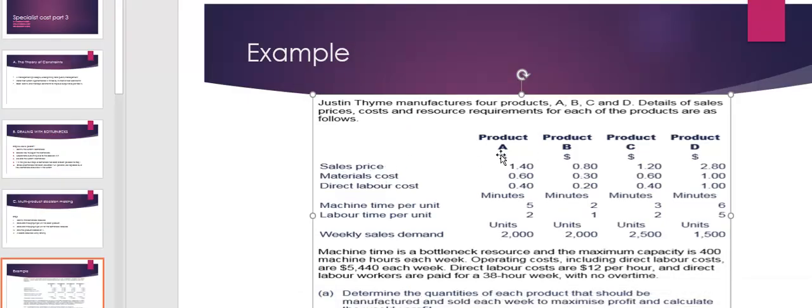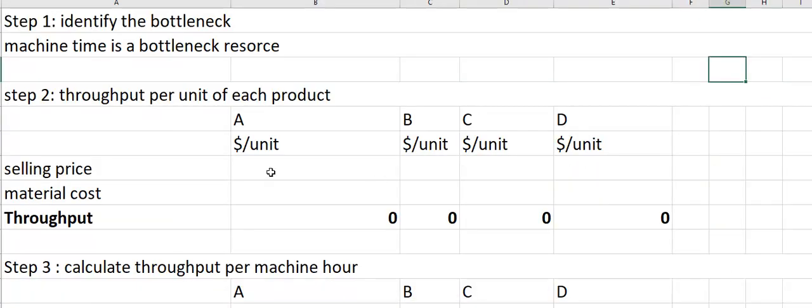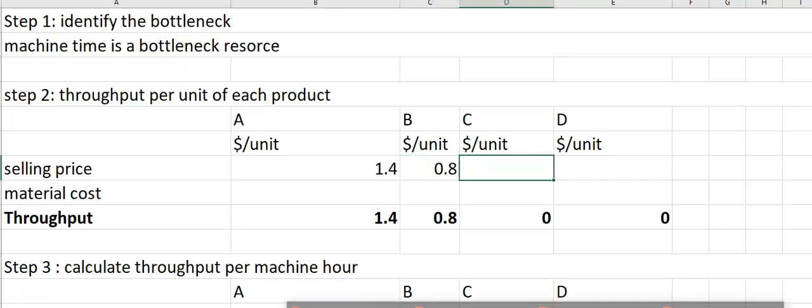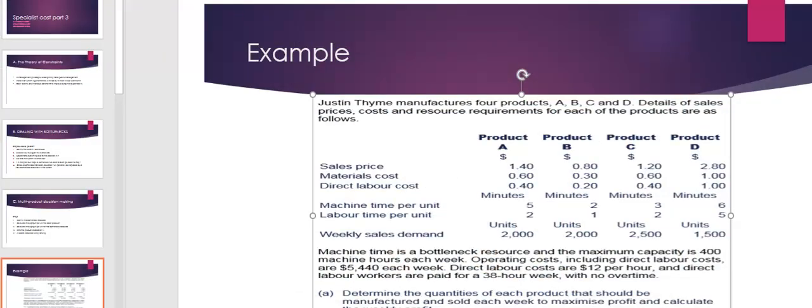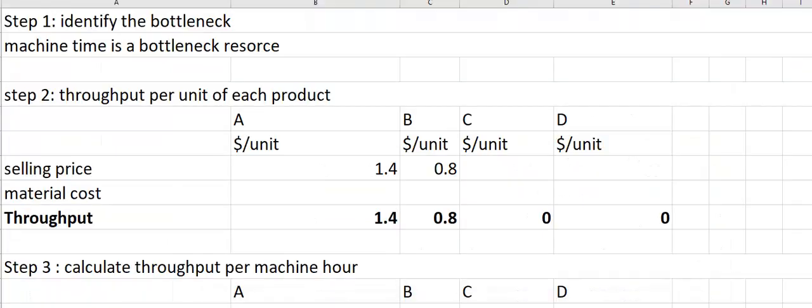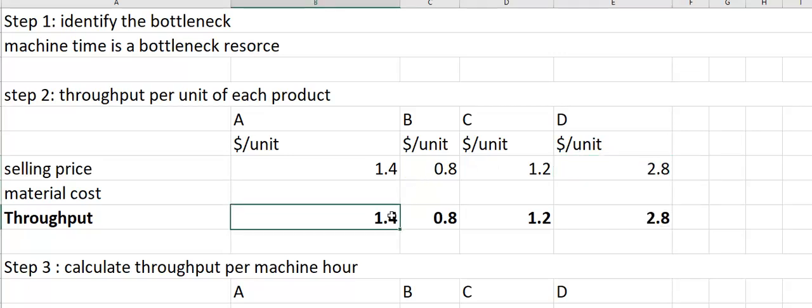Selling price for product A is 1.4, and for B is 0.8, for C is 1.2, and for D is 2.8. So those are our selling prices. I hope we are following.